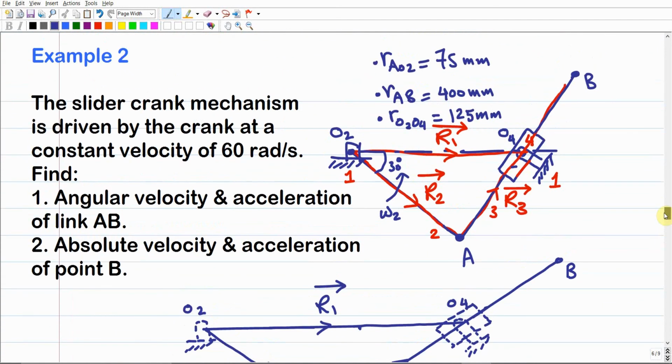And now let us investigate what the requirements are. It is required here to find the angular velocity and angular acceleration of link EB. We got them, which are the omega 3 and alpha 3. We got omega 3 as negative 1.38, and alpha 3 we got as 149.17 radian per second square. How about the absolute velocity and acceleration of point B? It means that we have to do further work to find the absolute velocity and the acceleration of point B.